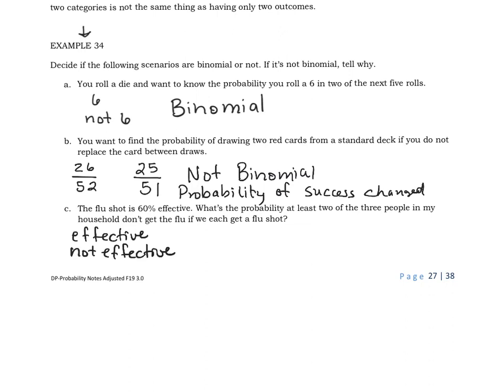Okay, and then the probability of that flu shot being effective is not going to change just because one person got the flu or what have you. So that probability of success is going to be the same for each trial. So this is a binomial probability.